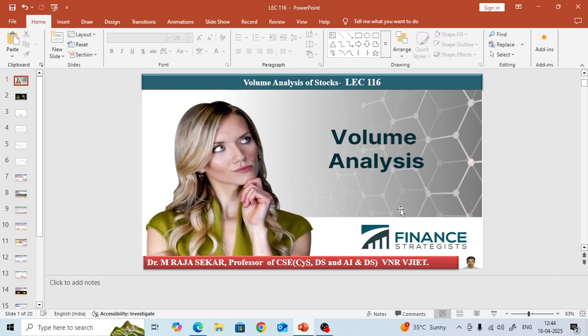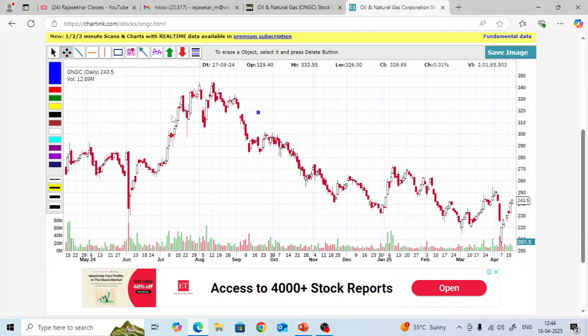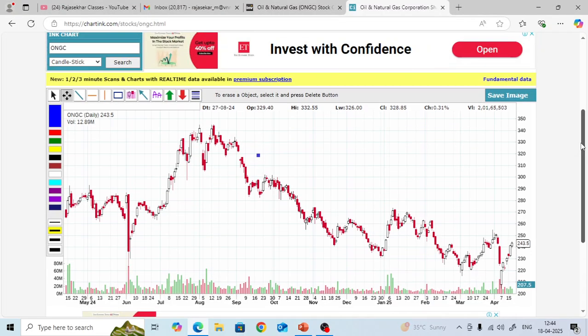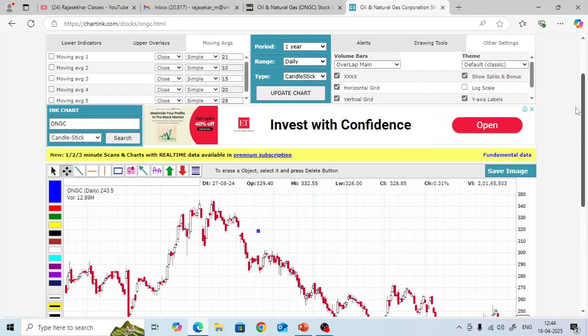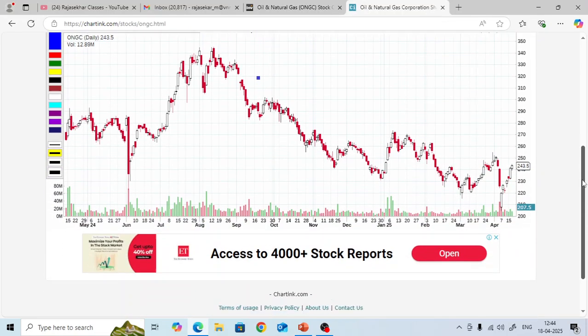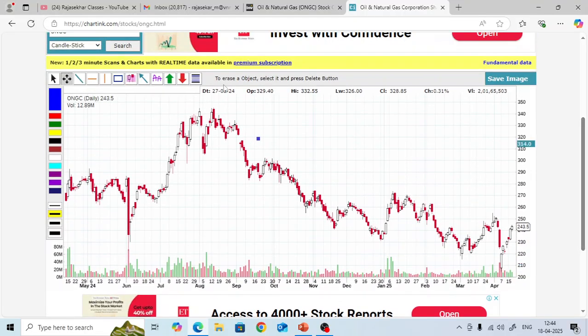In this lecture, we will try to understand volume analysis of stocks. This is chartinc.com. This is the ONGC chart. Period is 1 year. Range is daily. Here, what am I doing? Just see here. I request all of you to explore this.